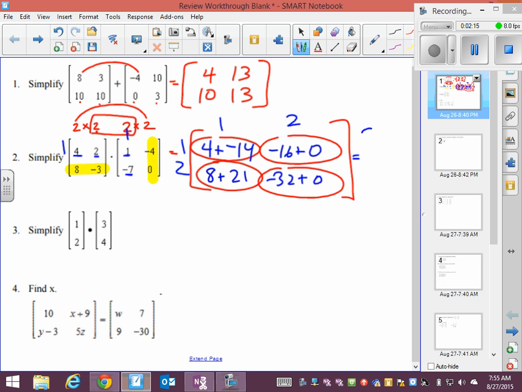And so my result is a 2 by 2 matrix. It is negative 10, negative 16, positive 29, and negative 32. It's a 2 by 2 matrix.